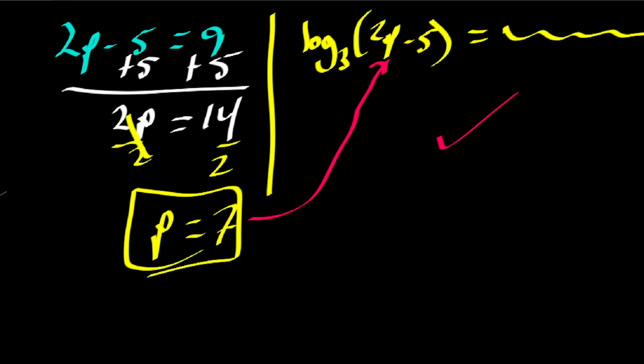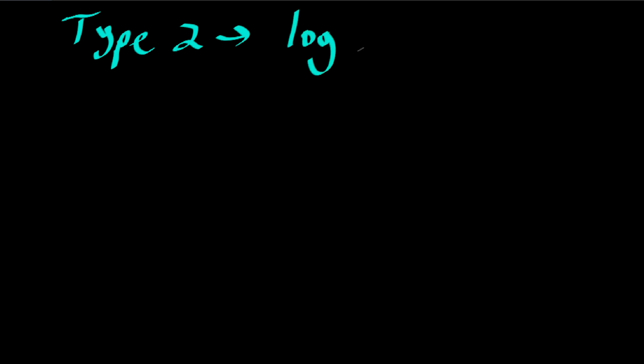Just for the sake of keeping this video as short as possible, let's go ahead to type 2. Type 2 is a little bit more complicated because we no longer have a log equal to a log. We have a log equal to a number, or an expression. We end up with no log on both sides, which means we don't have the opportunity to cancel our logarithms. That's the main difference with type 2.